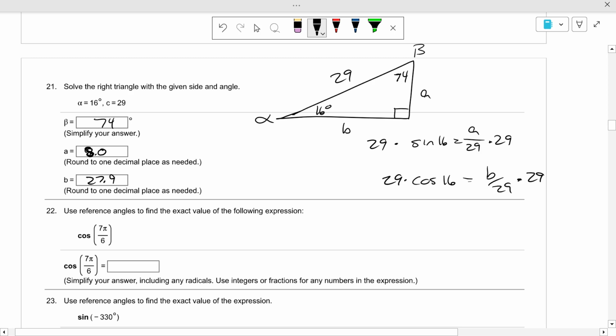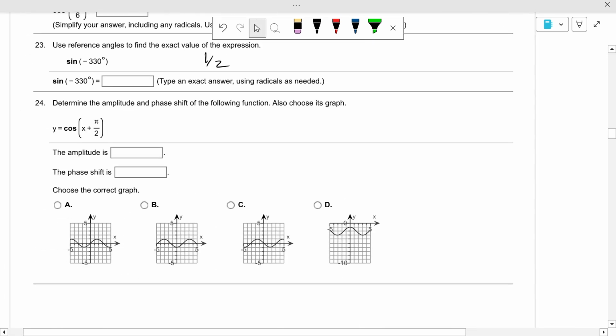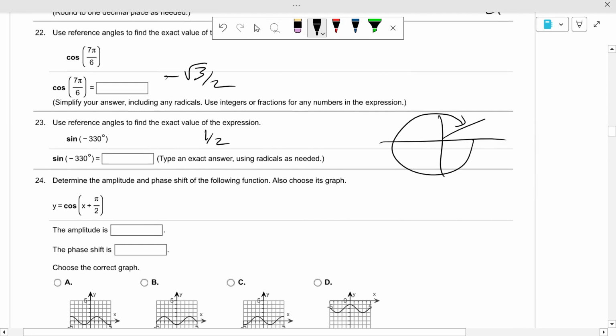27.9. Okay. Cosine of 7 pi over 6 is negative square root of 3 over 2. Sine of negative 330, again, look on your unit circle. It should be 1/2. No, sine of negative 330. We're going this way around 330 degrees, so we're really at 30 degrees. So it's positive 1/2. All right.